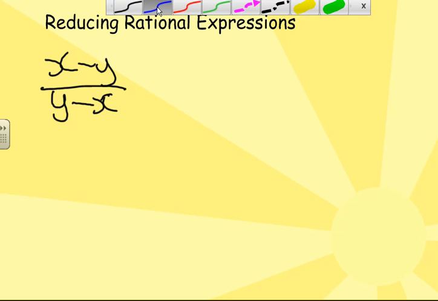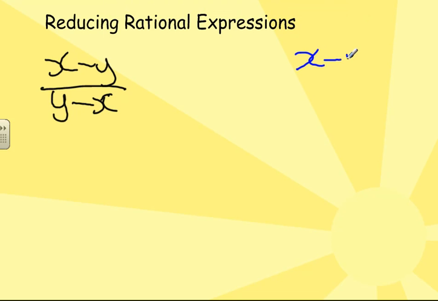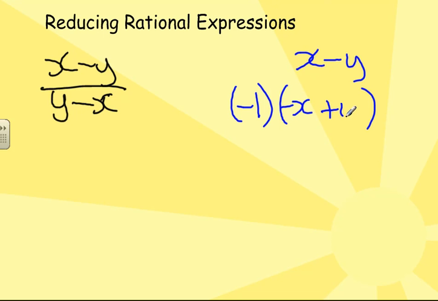Let's look at that very top one. I'm just going to do it off to the side here. What would happen if I took a negative 1 out of it? If I take a negative 1 out of x, I end up with negative x. If I take a negative 1 out of negative y, I get positive y.